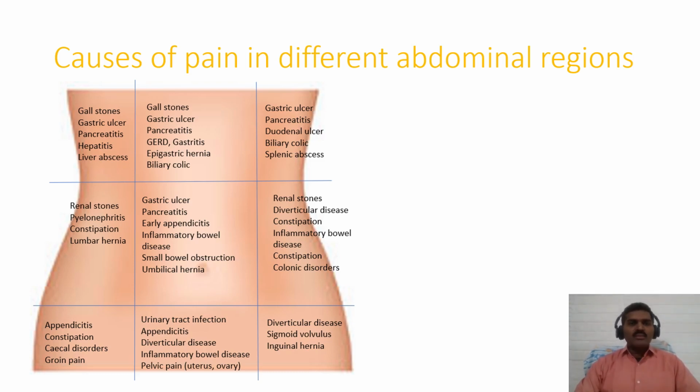So gallstones, and part of the stomach comes into the right hypochondrium, so gastric ulcer, pancreatitis, inflammation in the tail of the pancreas, hepatitis and liver abscess are the major causes. In the epigastric region, gallstones, gastric ulcer, pancreatitis, GERD and mainly gastritis, epigastric hernia and biliary colic can be present. Left hypochondrium: gastric ulcer, pancreatitis, duodenal ulcer, biliary colic, splenic abscess.